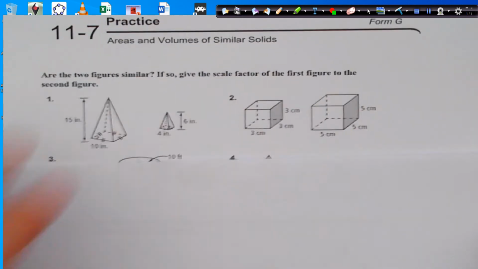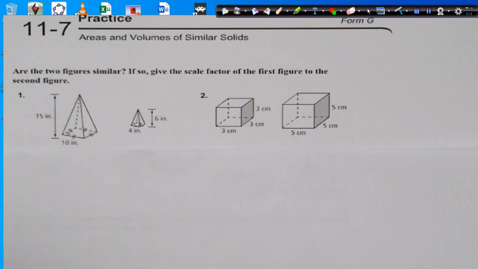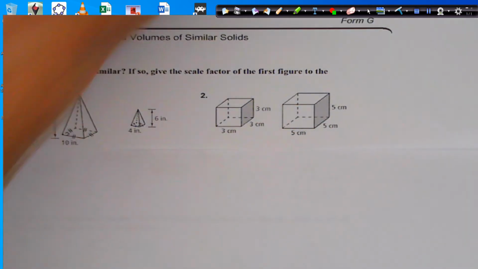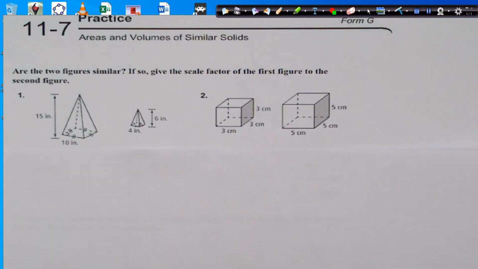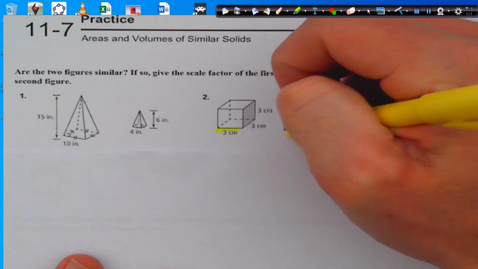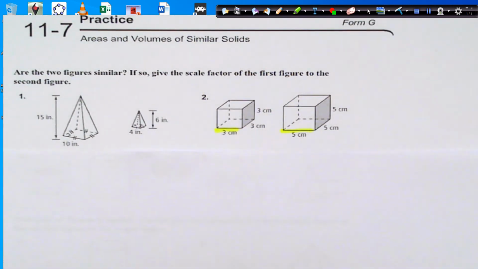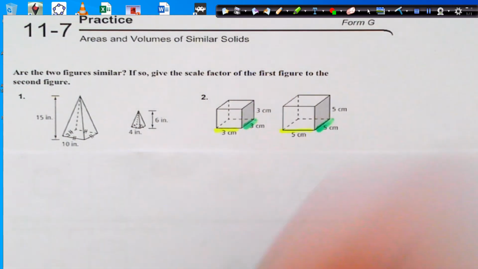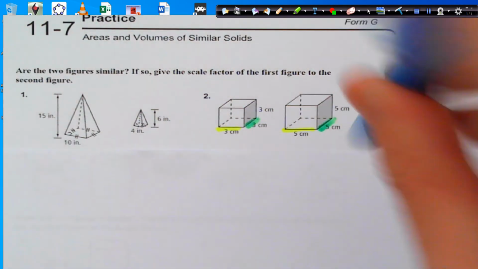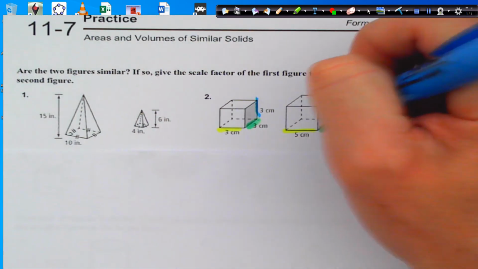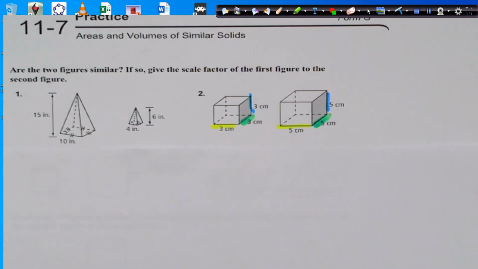So in order to figure out they're similar, we have to have proportional sides. And so what you're going to do is take all the sides that are corresponding to one another. So for example, this will match with that. This guy matches with that guy. And this guy matches with this guy. So once we have our corresponding sides, then we're going to set proportions.